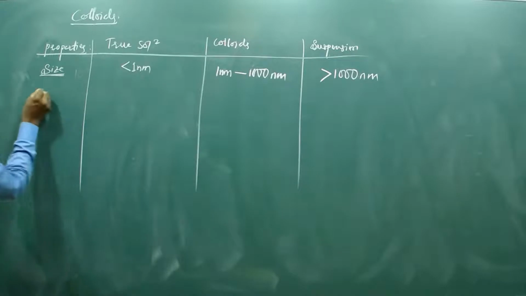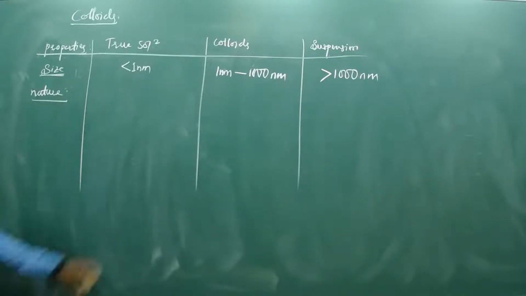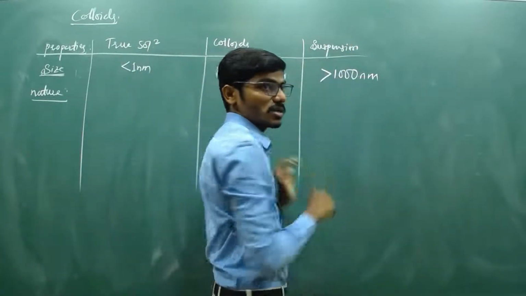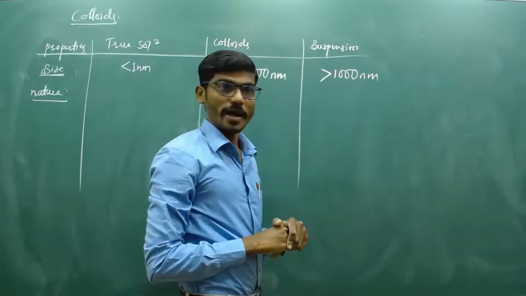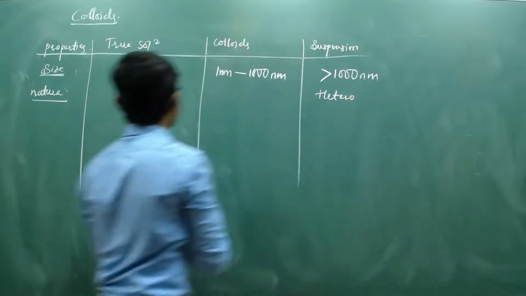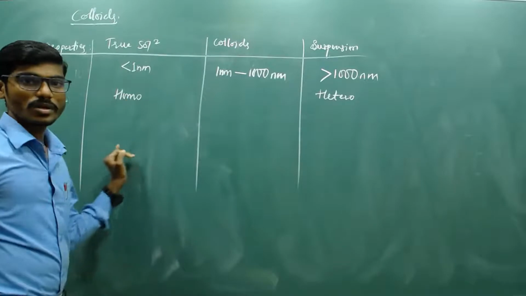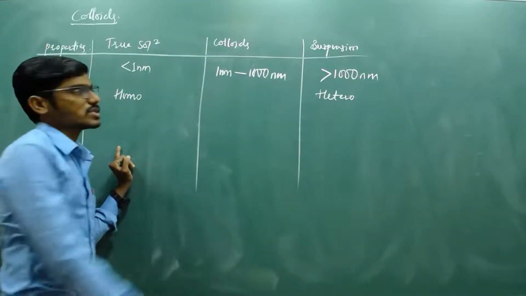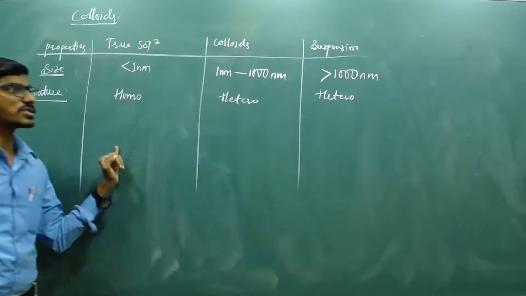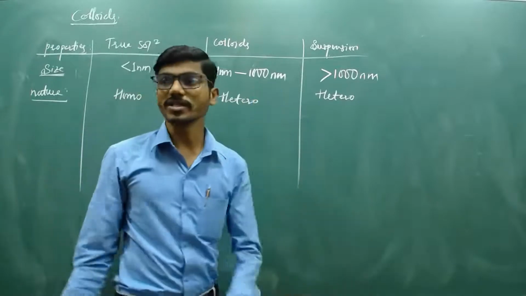Next one is nature. Nature of solution: how it is homogeneous or heterogeneous. Nature of these 3 solutions. Suspension is heterogeneous. Whereas true solution is homogeneous. Whereas colloids is also a heterogeneous solution. So homogeneous, heterogeneous, and heterogeneous. One is particle size and its nature.